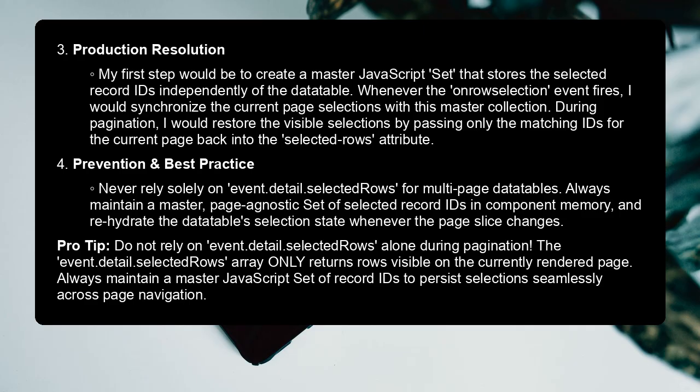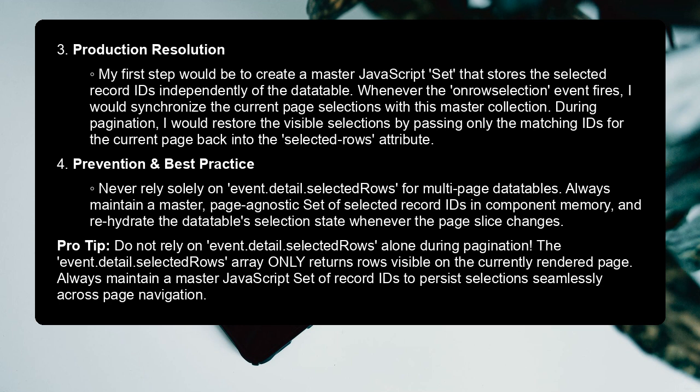4. Prevention and best practice. Never rely solely on event.detail.selectedRows for multi-page datatables. Always maintain a master, page-agnostic set of selected record IDs in component memory, and rehydrate the data table selection state whenever the page slice changes.